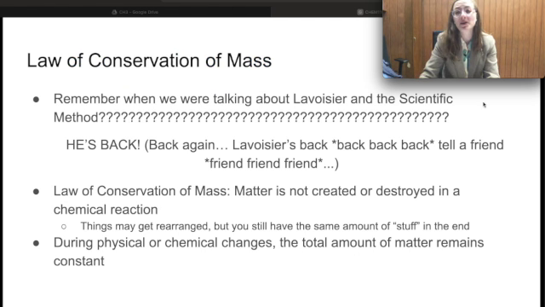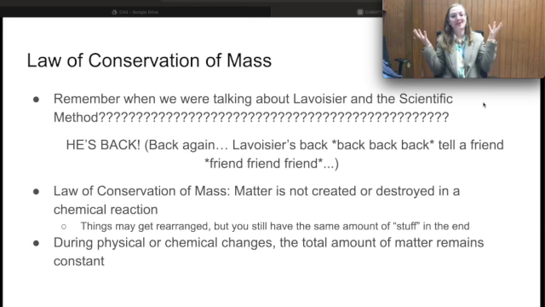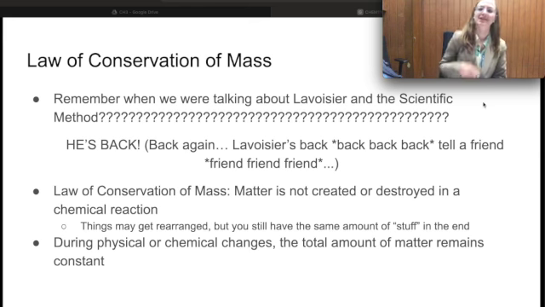So the last little bit we have to talk about here when we're talking about matter is the law of conservation of mass. So remember back when we were talking about the scientific method? Lavoisier's back. I'm not going to sing the Eminem song for you, but it was late at night when I was making these PowerPoint slides. You got a good joke in there.